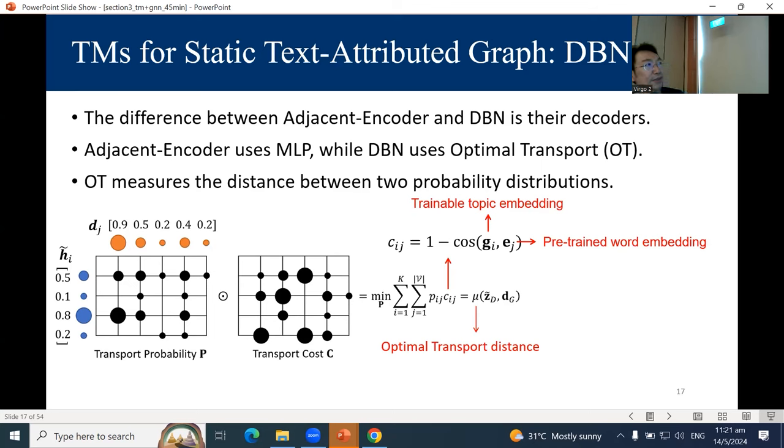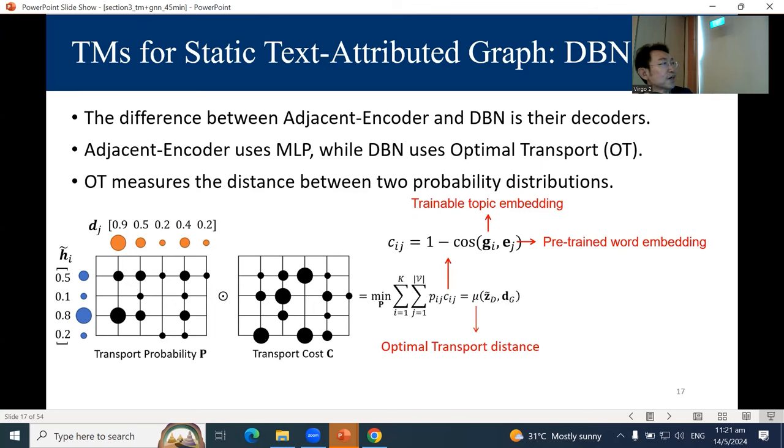So this is the G, right? And E is the individual words. So we are trying to figure out what is a topic embedding that is going to give us low cost, which means it's very similar to the words. So in that case, you pick some of these topics, and it's going to allow you to easily go into the words that are low cost.